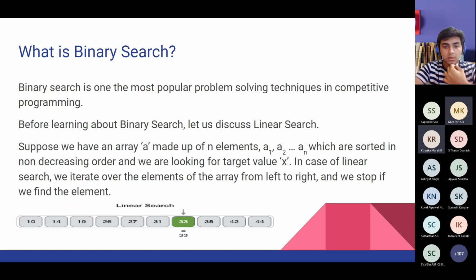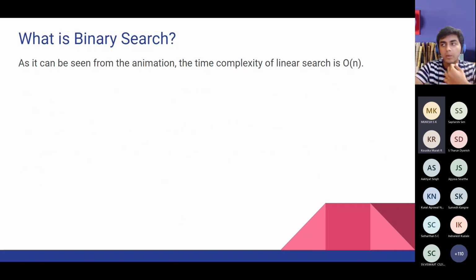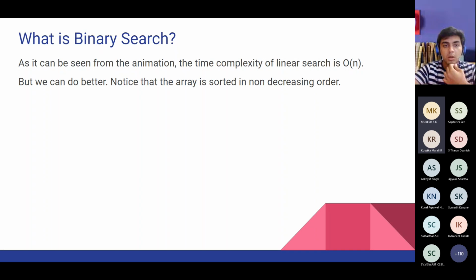So as you can see in the GIF here, our target element is 33 and we start from 10. We go on up till 33 and then we break out of the loop when we reach this element 33. As we have covered time complexity in session 2, it can be seen that the time complexity of linear search algorithm is big O of n. And for large values of n, this is not a good time complexity. Searching for an element will take a lot of time given a sufficiently large value of n.